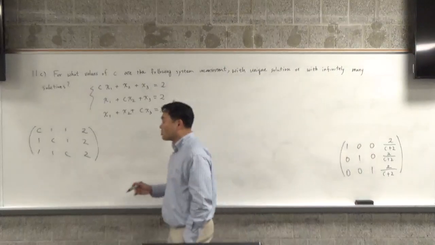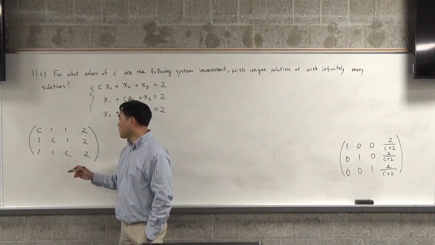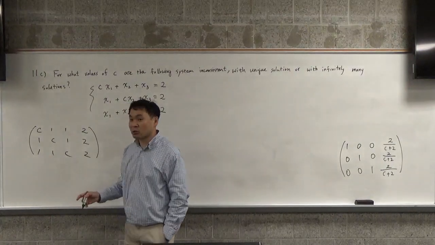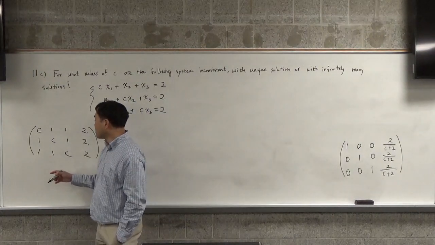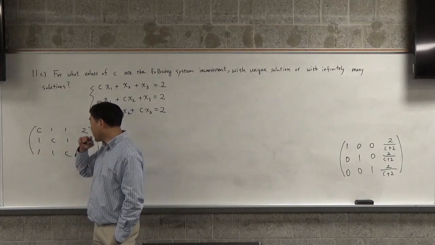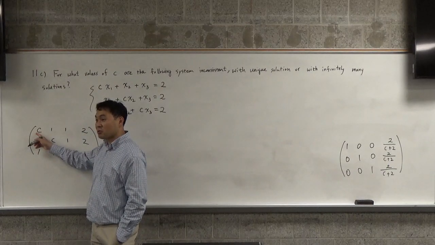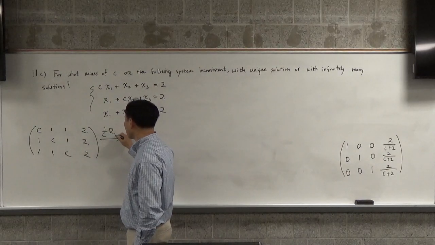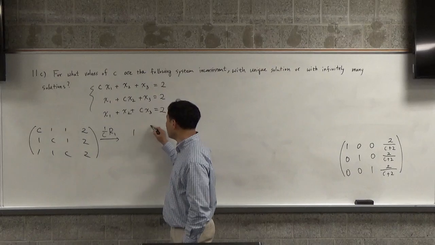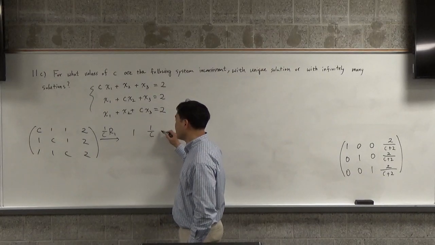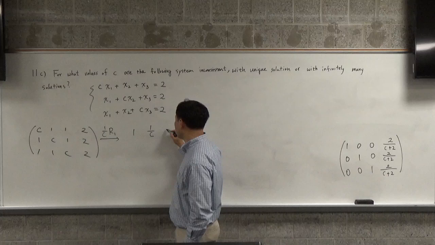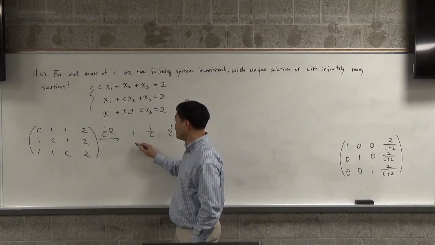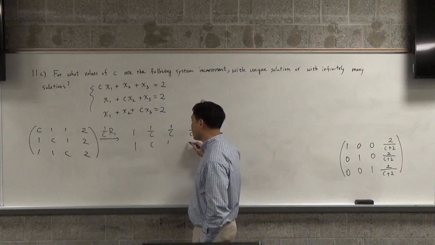And then because you want to get a row echelon form, what you want to do is first multiply 1 over c to the first row. That gives you 1, 1 over c, 1 over c, 2 over c. The other rows will be the same.